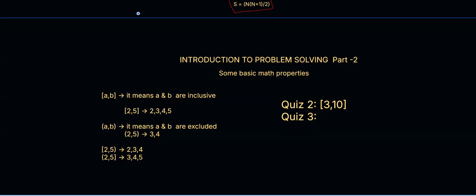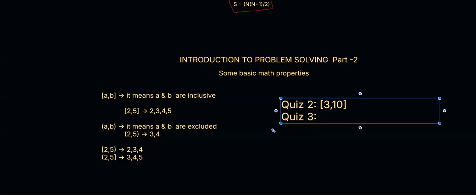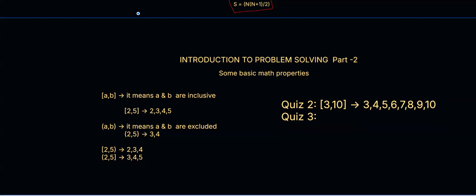Okay, now I will give the answer. The answer is 3, 4, 5, 6, 7, 8, 9, 10. Maybe someone asked why you added 3 or 10? Because both are square brackets, you need to include 3 and also 10.